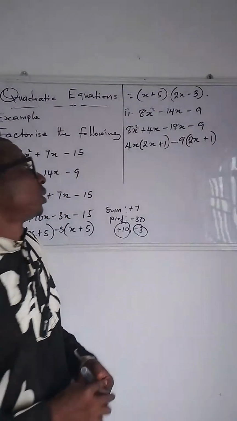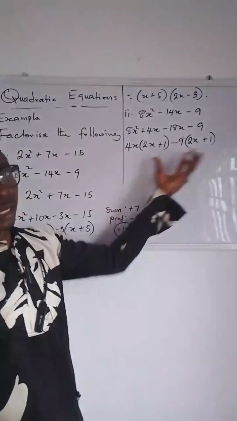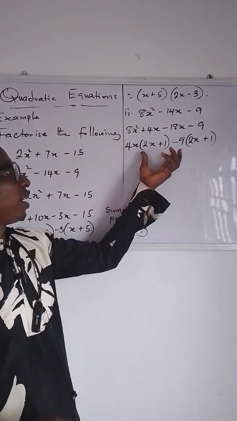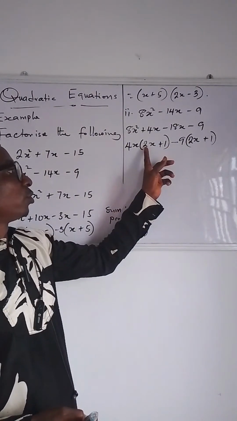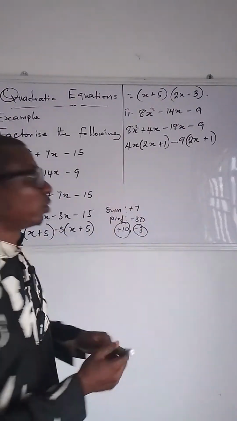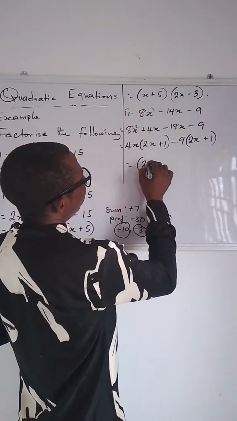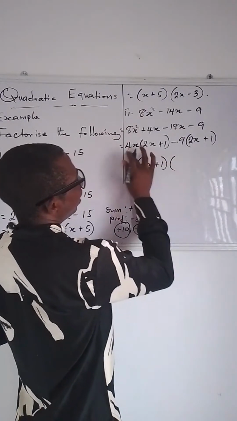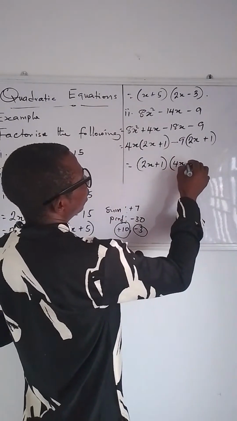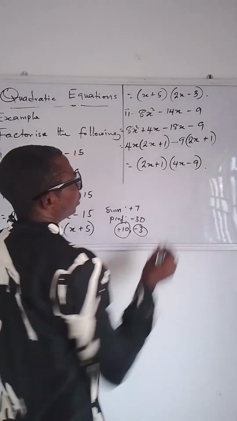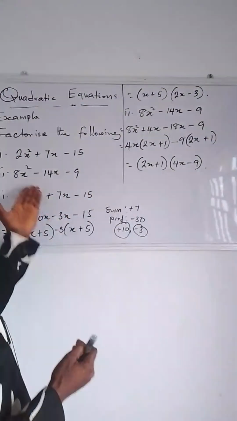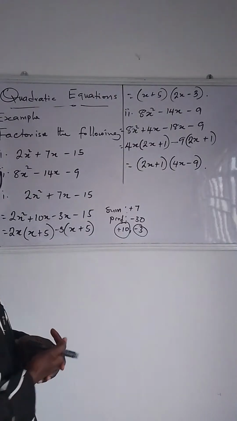Okay. So the next thing is to look for the common factor. So the common factor here is what? 2x plus 1 is common. So let's factor out that. So we have 2x plus 1, and we are left with what? 4x minus 9. So that is going to be the answer to the second problem we have here.